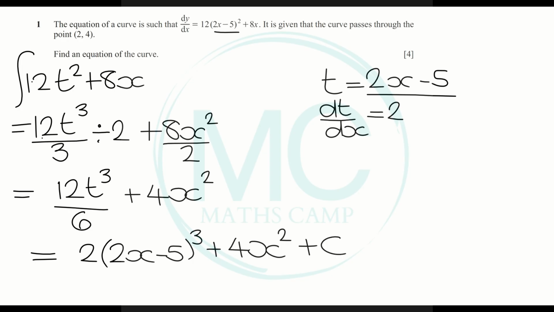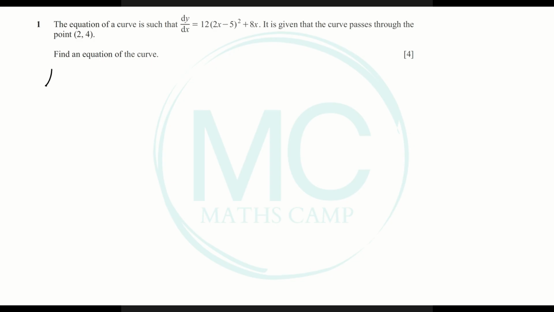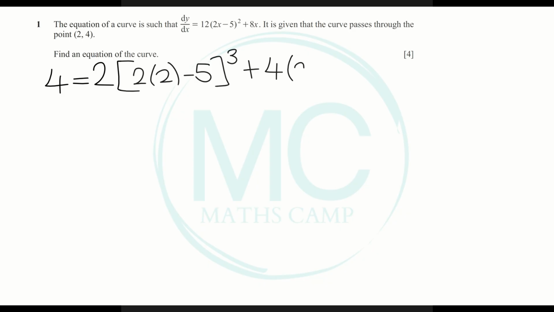Now I still need the value for c. The question tells us the curve passes through point 2, 4. I can substitute these coordinates into the x and y values of my equation to find c. So let's make some space. Instead of y, I'm going to say 4 is equal to 2, open a bracket. I have 2x, it's going to become 2 multiplied by 2, minus 5, close the bracket, cubed, plus 4. Instead of x, I'm going to use 2, squared plus c.